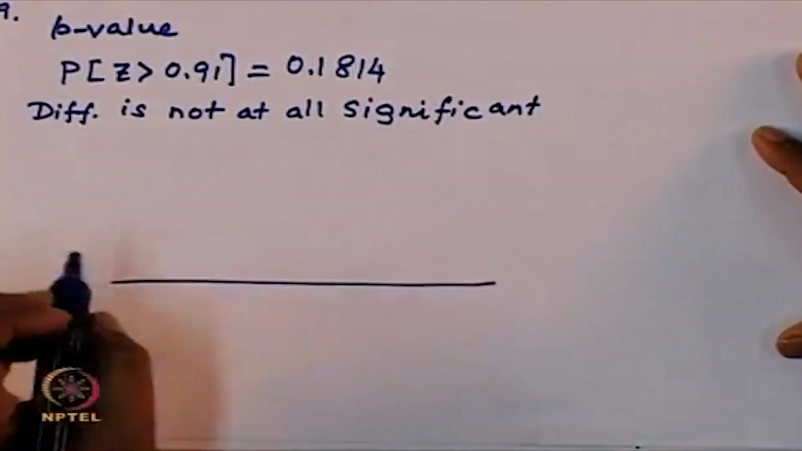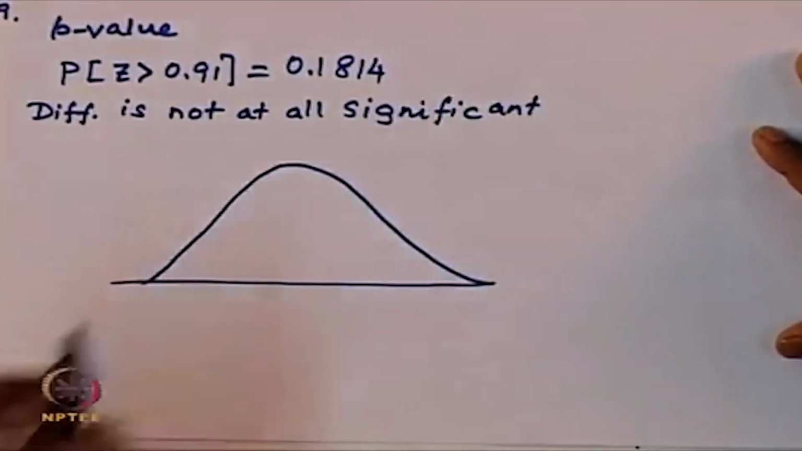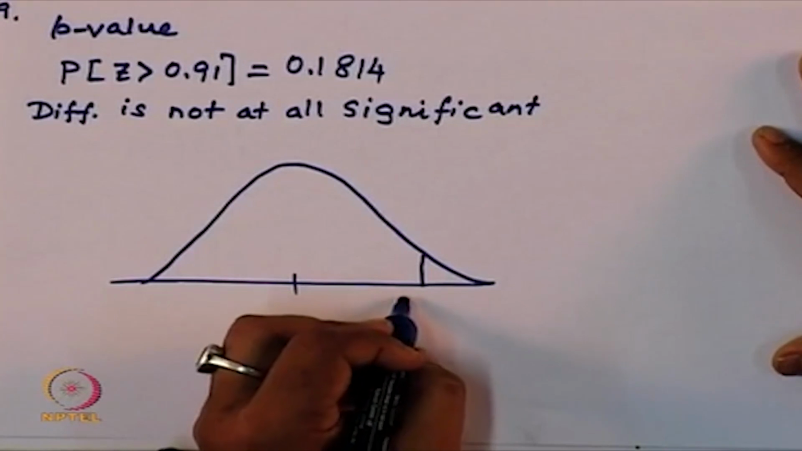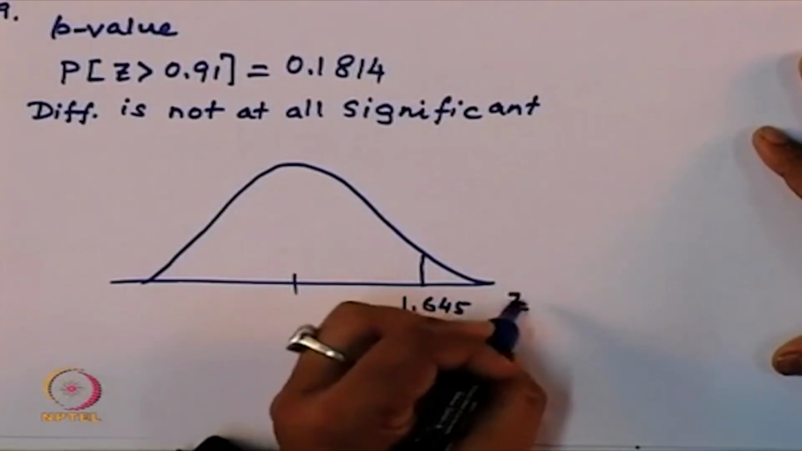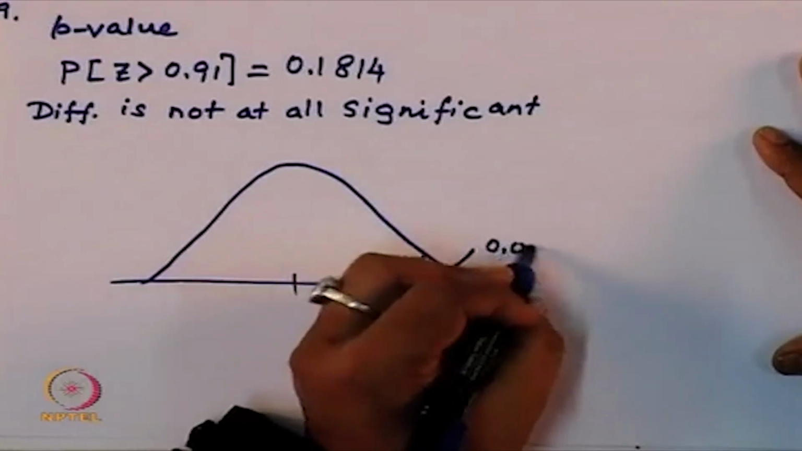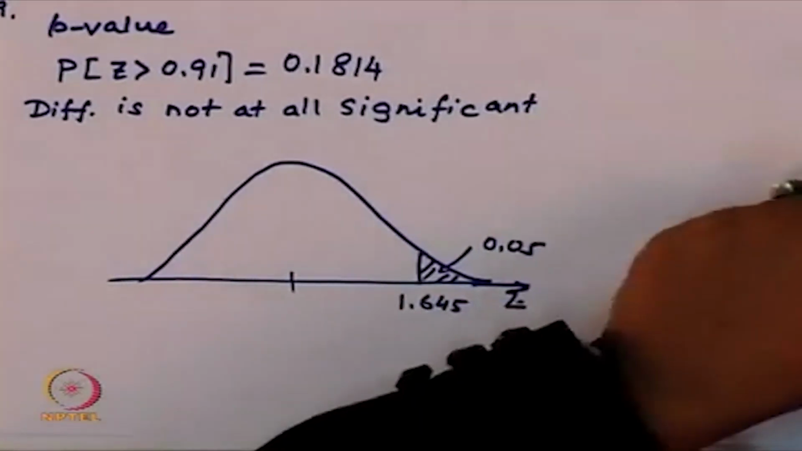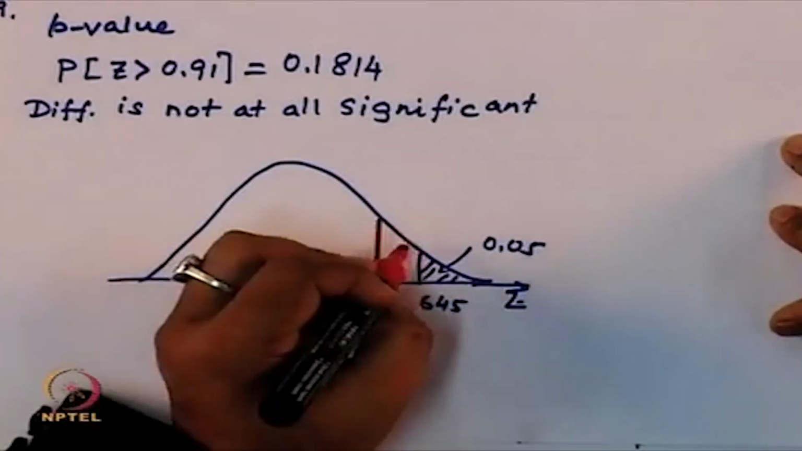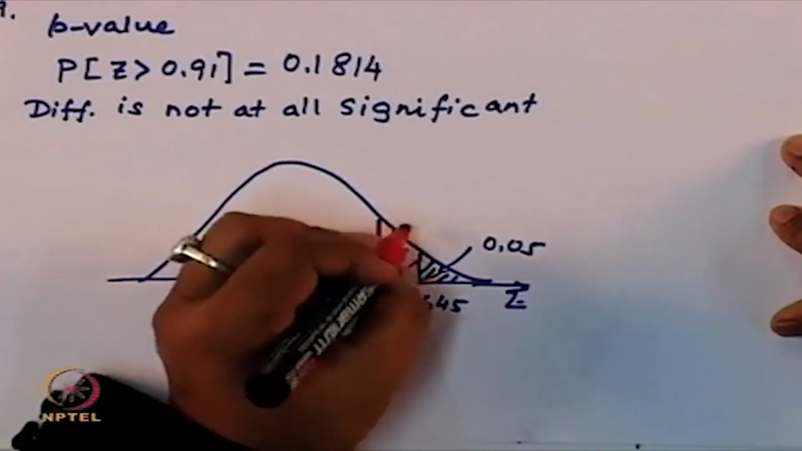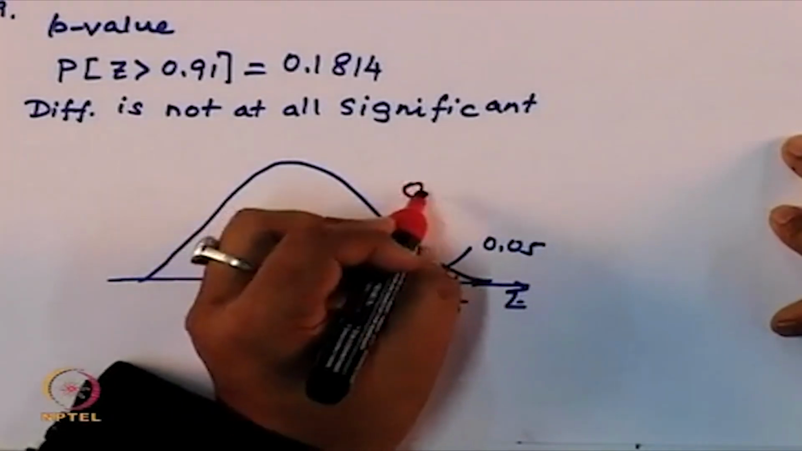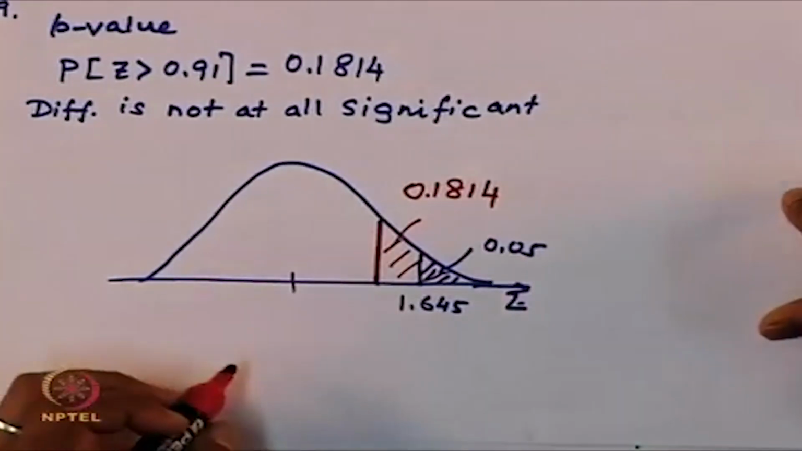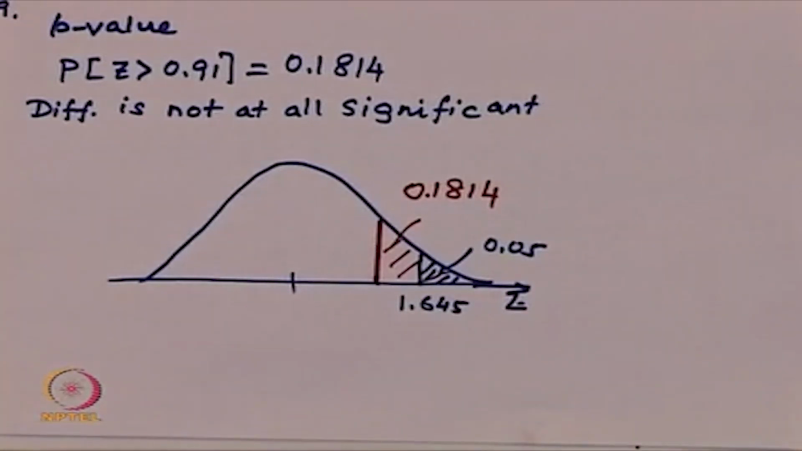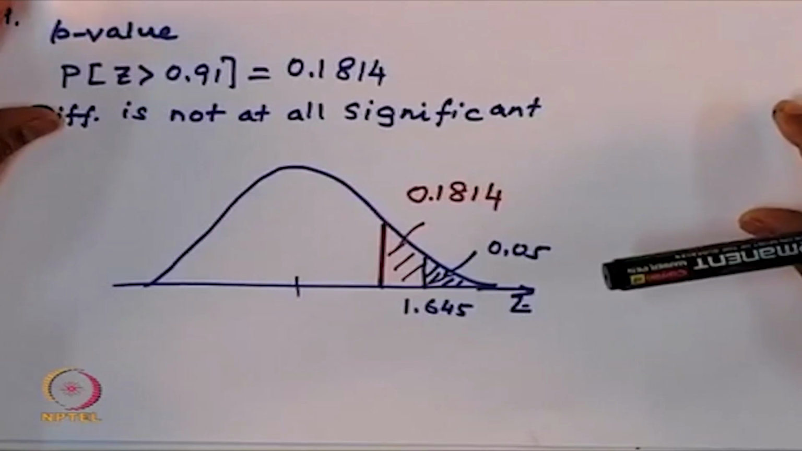If I were to draw the same, this is 1.645 of z, corresponding to 0.05 area under this curve. But what you got is something like this, and the area under this curve came out to be 0.1814. So, you cannot make the assertion that the daily intake has increased significantly.